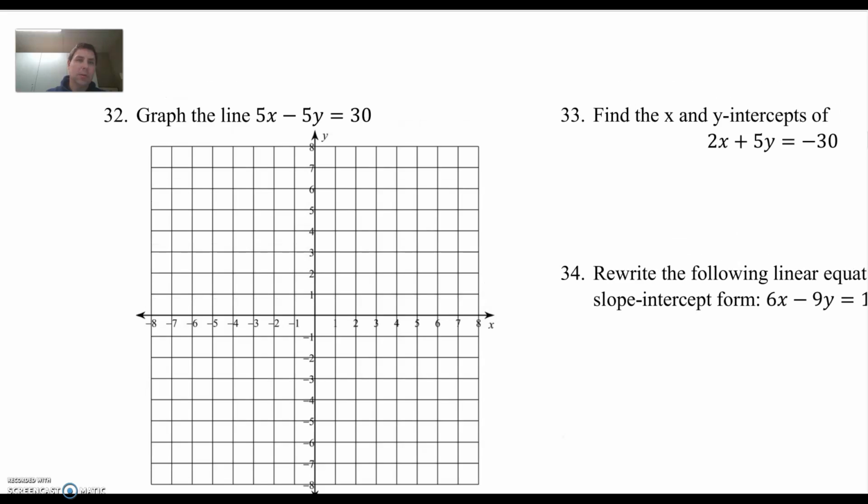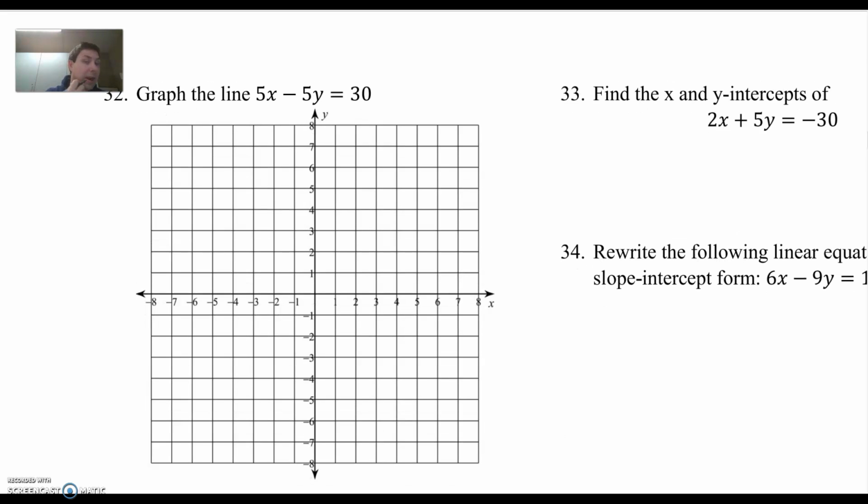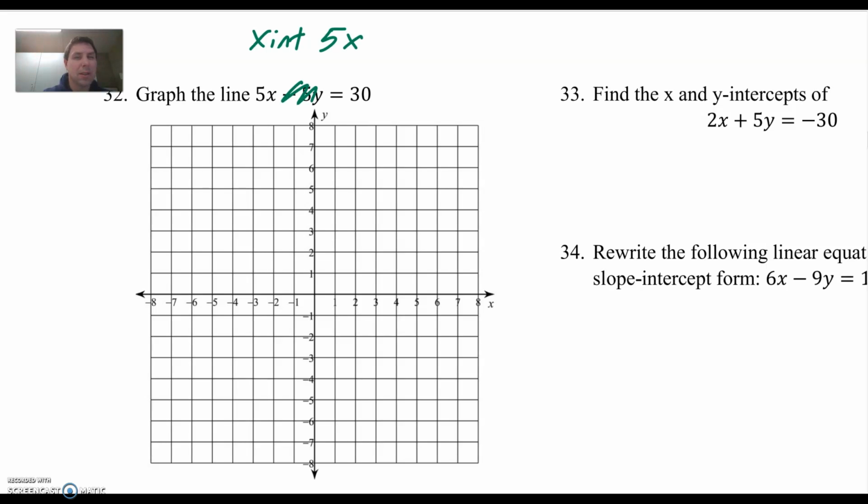Moving on, 32. This one is actually pretty easy to graph if you know how to find the x and y intercept. You could solve for y, but if I'm going to find the x intercept, notice I don't care about the y value. So the x intercept happens when y is 0, so I can ignore that and just think of it as 5x equals 30 for what value of x. This one x is 6, so I'll go here to my 6 on the x-axis.